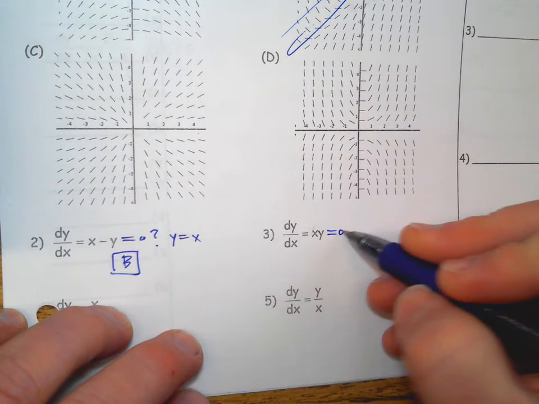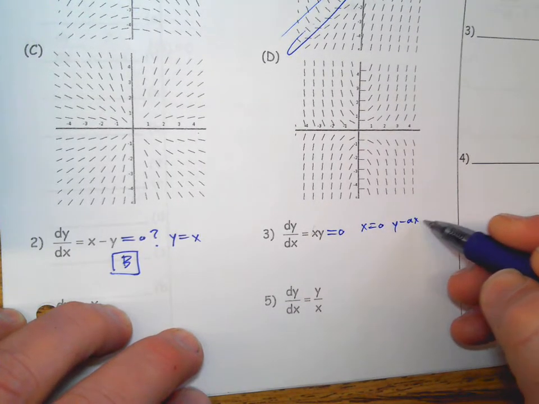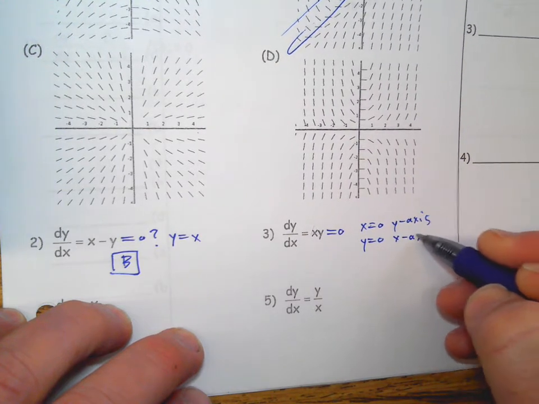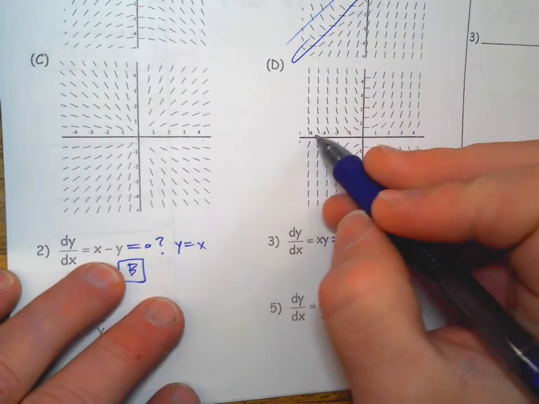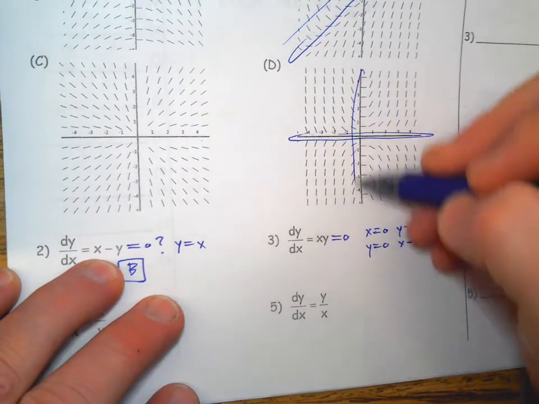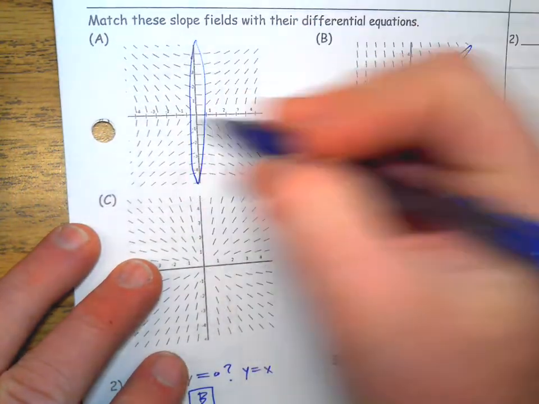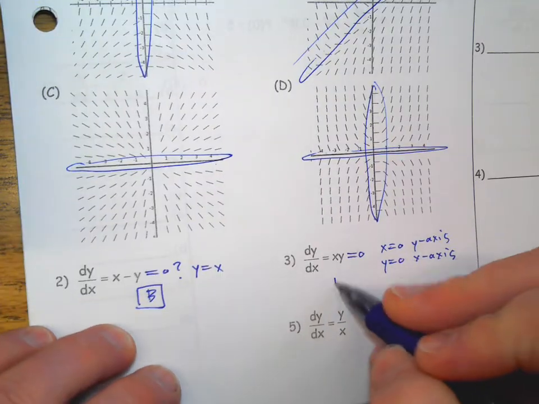This one equals 0 when x equals 0, which is the y-axis, and y equals 0, which is the x-axis. And so along both axes, you have 0 slopes. So look, 0 slopes, 0 slopes. This one has 0 slopes here, but not there. This one has 0 slopes here, but not there. So I think this one has to be D.